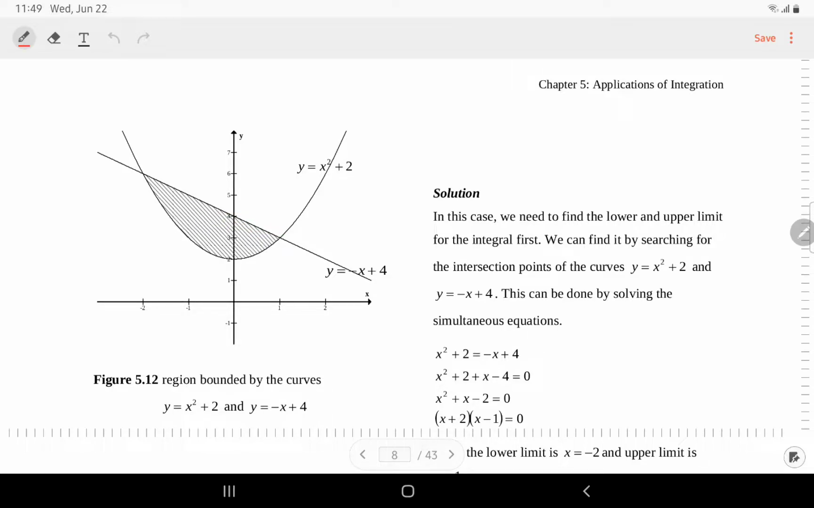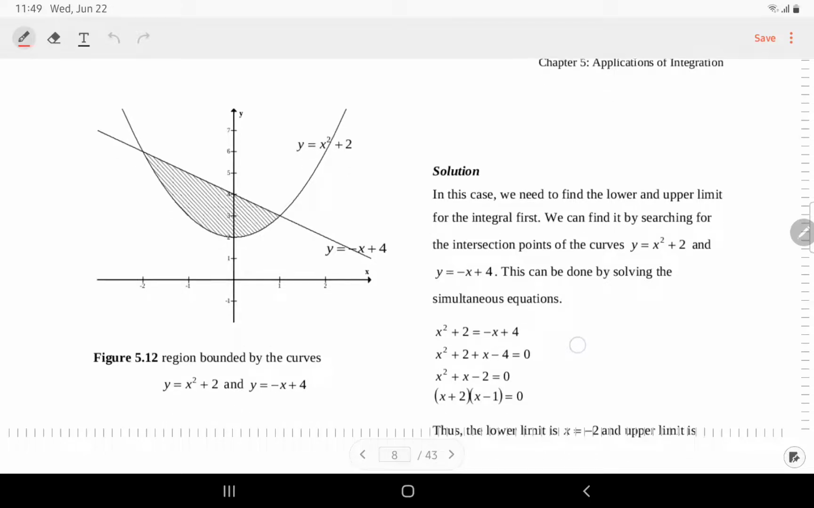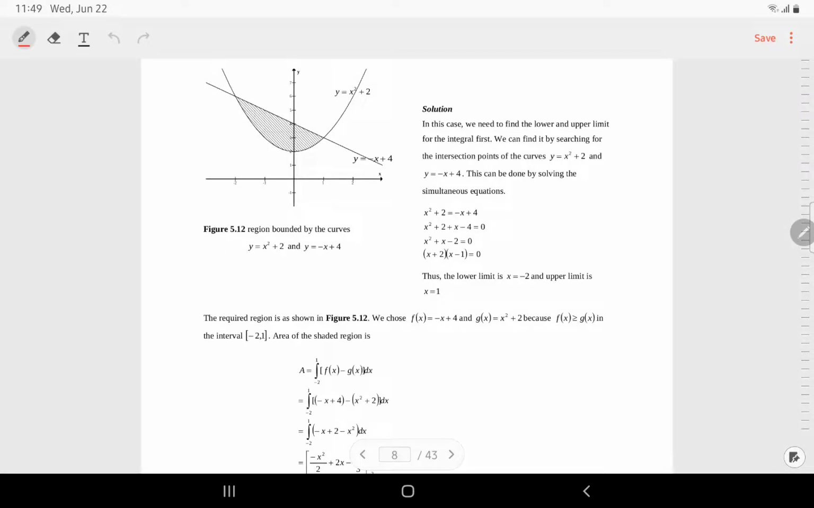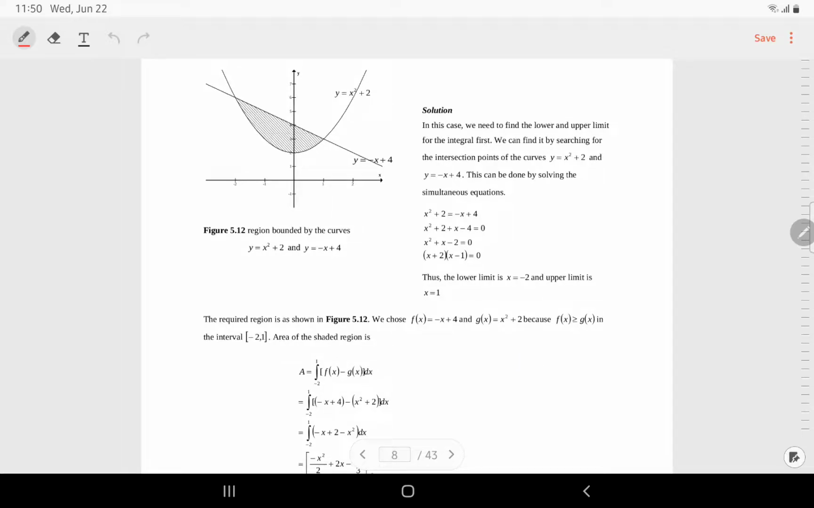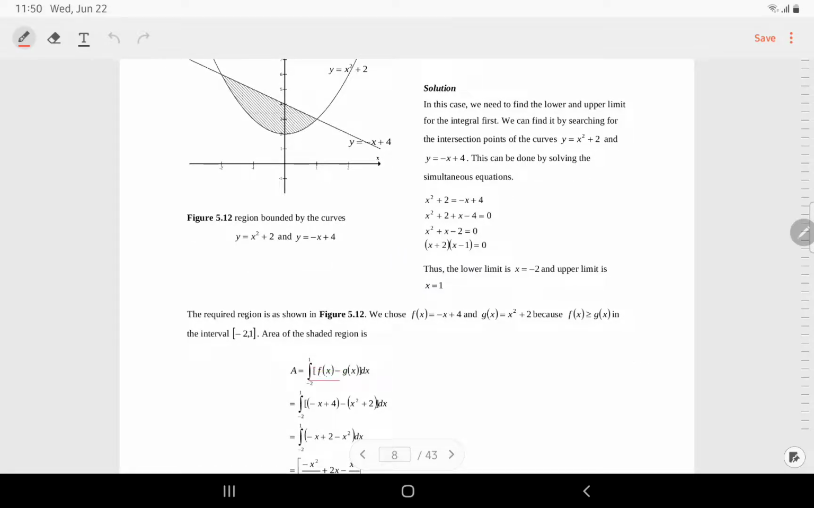Ataupun alternative solution dia, kita boleh guna teorem tadi. Okay, so kita boleh set up formula macam ni lah. Ini adalah cara yang lebih laju. Okay, integration from negative 2 until 1 because we have negative 2 right here, negative 1 dekat sini. Okay. So, shaded region dia dekat sini.